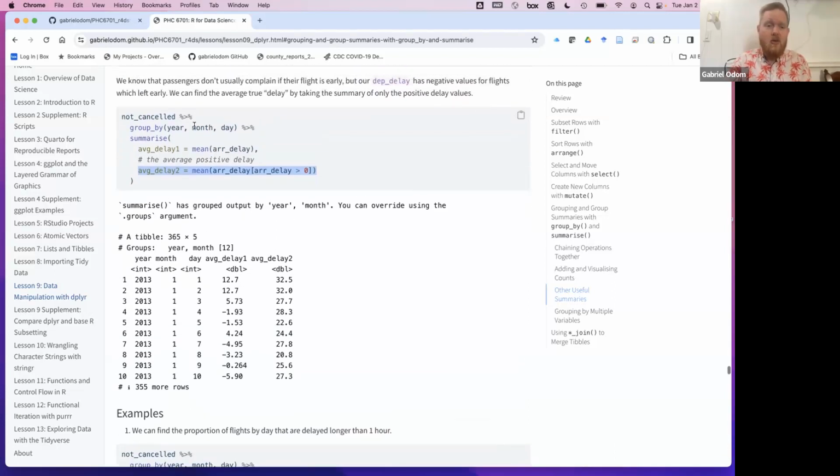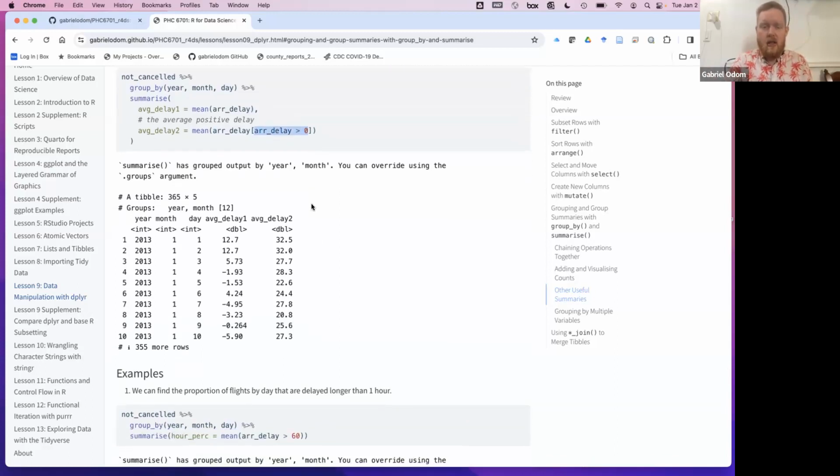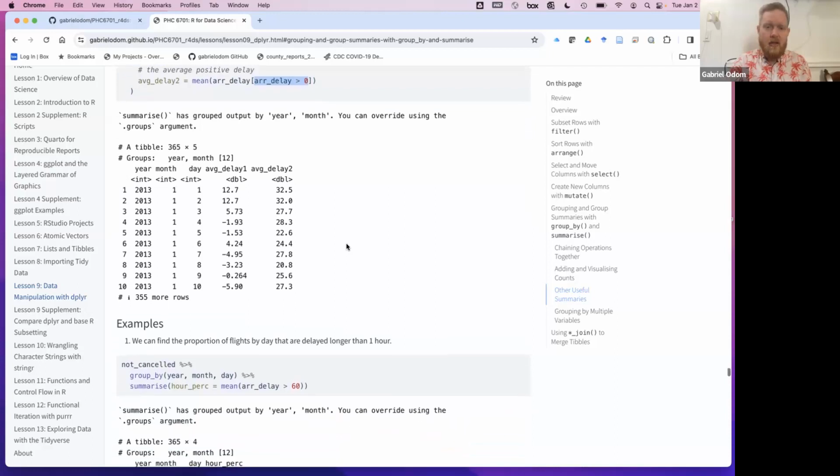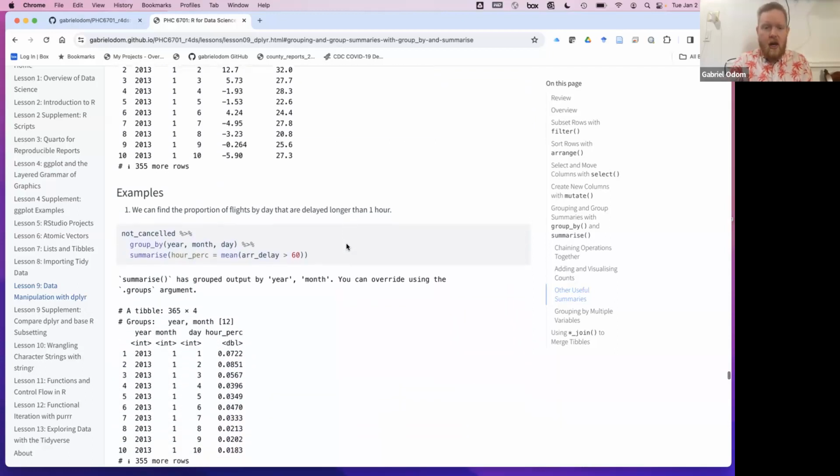And so we can use summarize here. Again, notice the logical subsetting that I'm doing. I'm saying I want to take the average of all of the arrival delays, but only the arrival delays that are greater than 0, only the ones that customers would complain about.